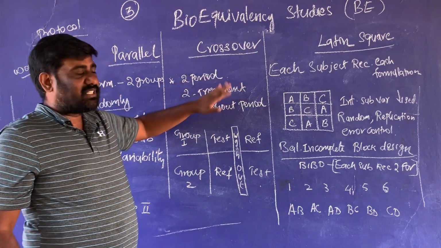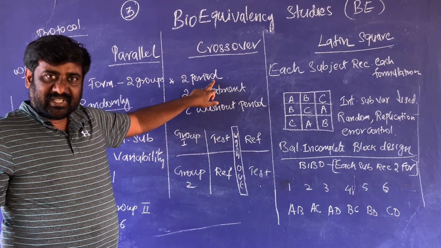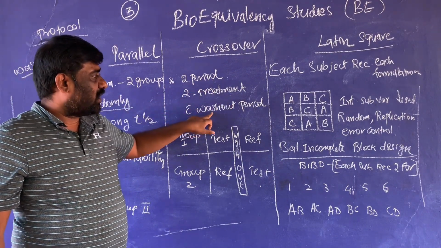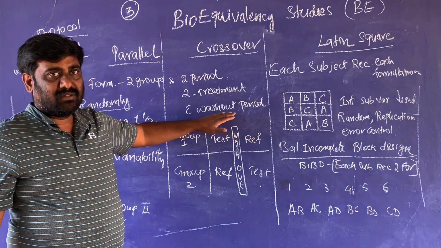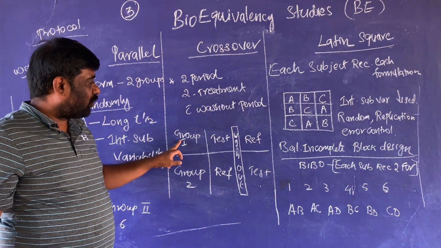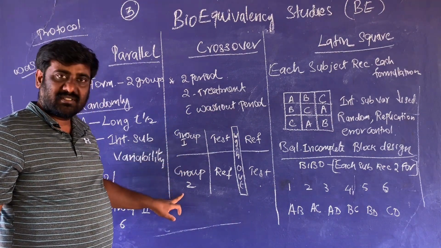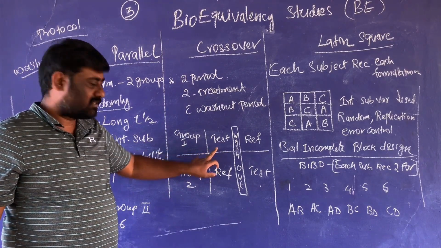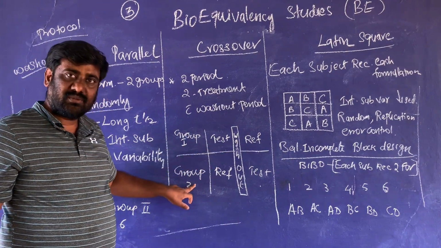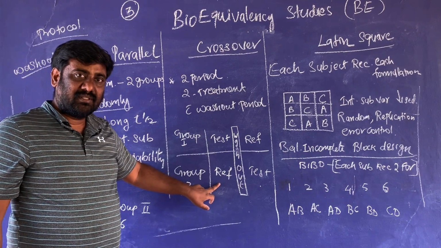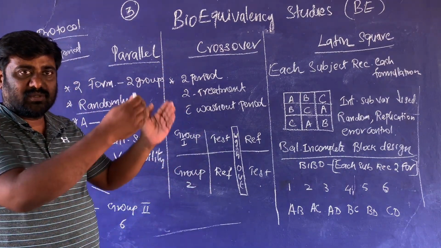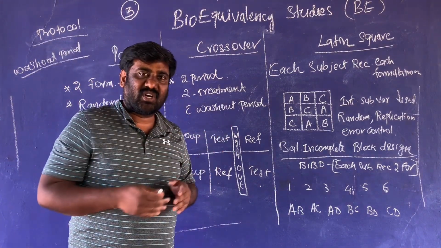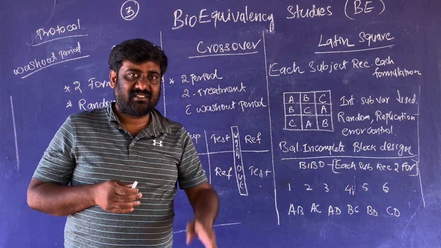In a crossover study, there are 2 periods, and 2 treatments are done with a washout period. That is very simple. There are group 1 with 6 volunteers and group 2 with 6 volunteers. Same as parallel design, group 1 receives test or formulation A, and group 2 receives reference, that is formulation B. So now one part of the work is over. The sampling is done, blood is collected, plasma concentration is checked, and the data are ready.